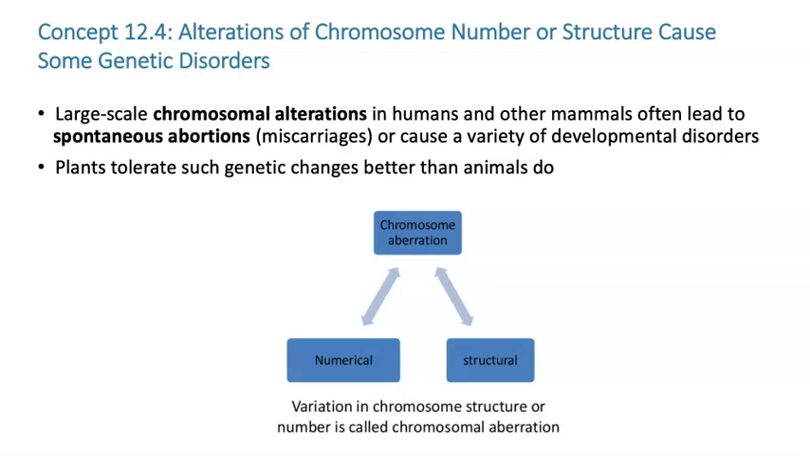Interestingly, plants can tolerate much more of these kinds of chromosomal alterations, and better than animals do. But we're not going to be talking about plants too much. It's just something that's really cool about plants, and I'll mention that again briefly in a second. So, what are these chromosomal alterations? Well, you can have a change in the number of chromosomes, or you can have a large-scale change in the structure of the chromosomes. And we're going to go into details on both changes in number and structure in this part of the lecture.